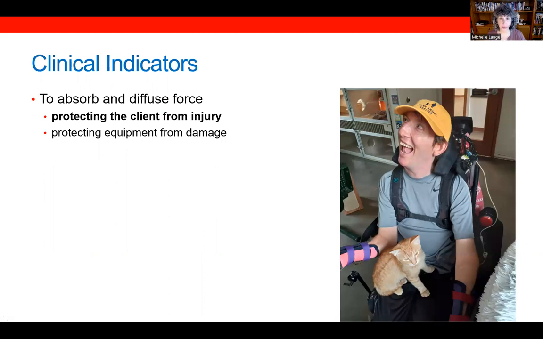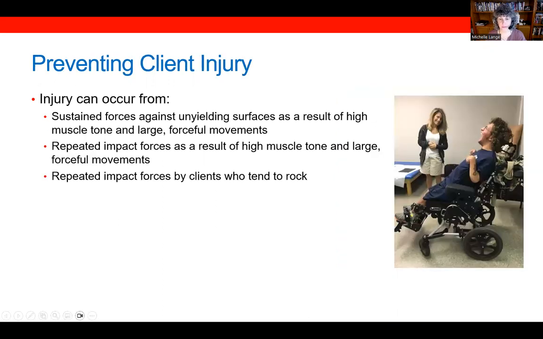So one of the primary clinical indicators for use of dynamic seating is to absorb and diffuse client forces. This can protect the equipment from damage, which we address in another quick class, but it also can protect the client from becoming injured. Injury can occur from three different situations.